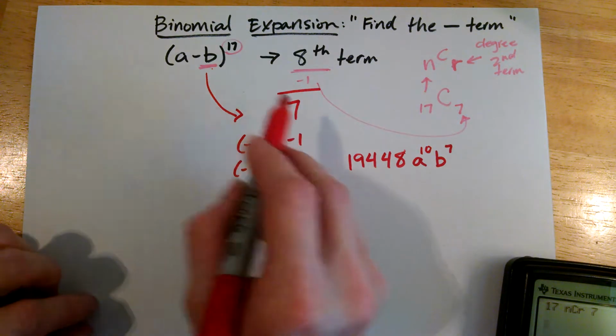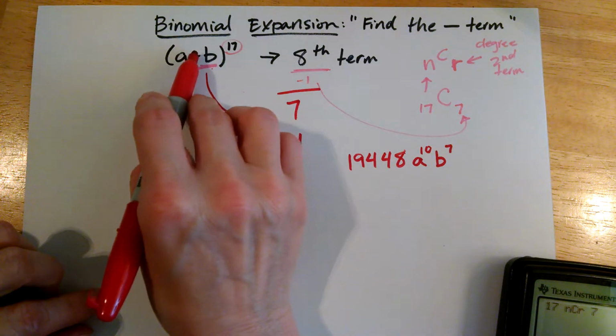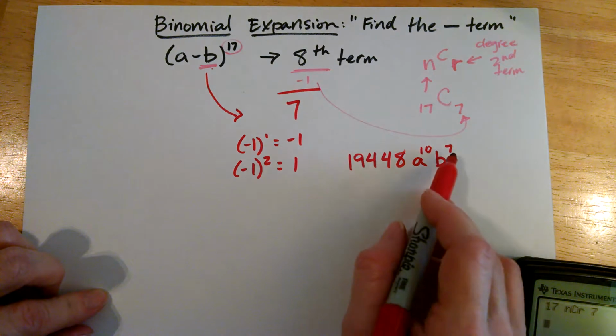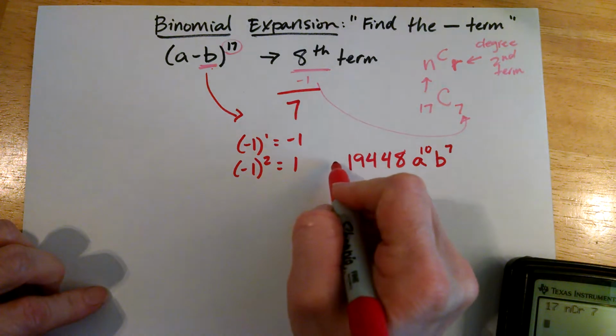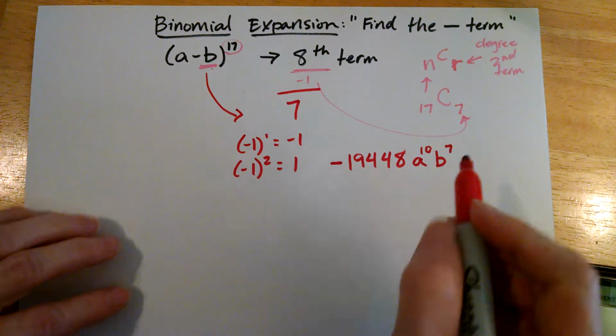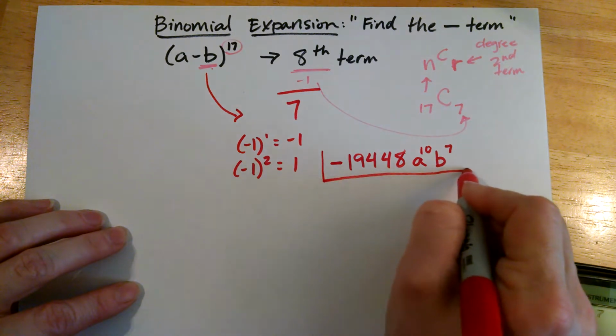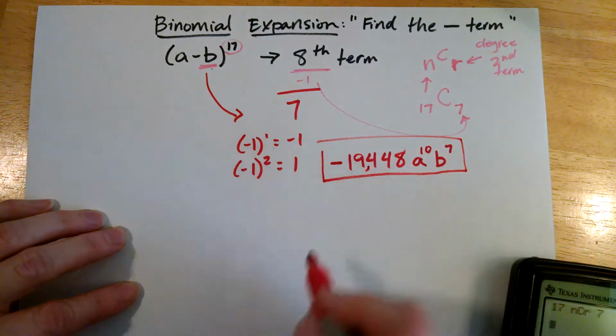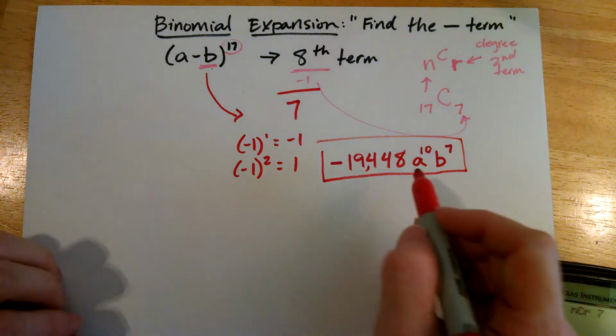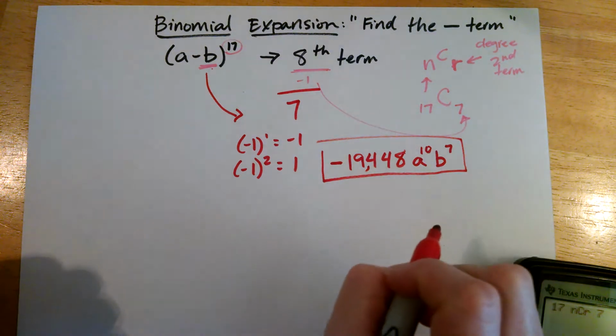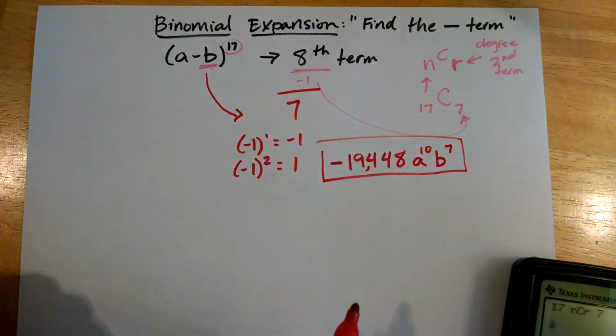So if we know that the degree of the second term here is going to be an odd number, it's going to carry that negative sign with it. So our answer is going to be negative 19,448 a to the 10th power, b to the 7th power. I hope this makes sense.